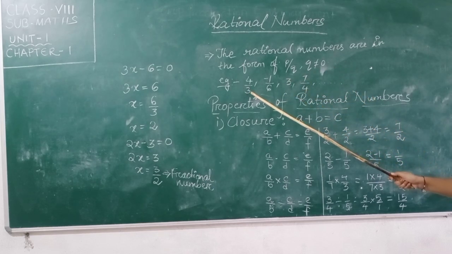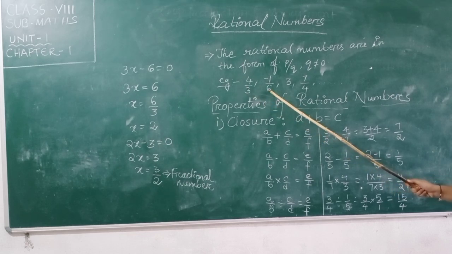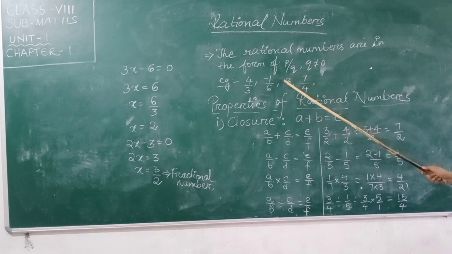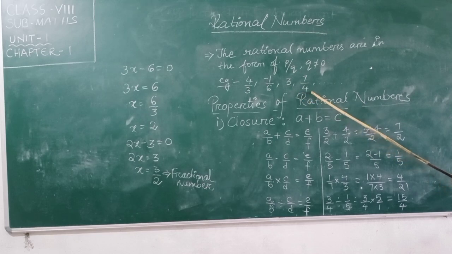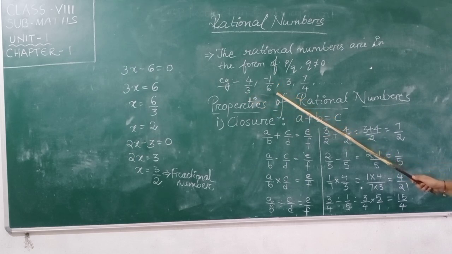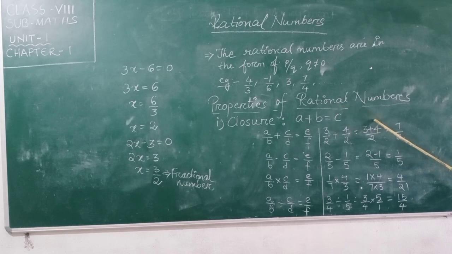Here 4 by 3 is a positive rational number. And here minus 1 by 6 is a negative rational number. Here 3 is a whole number, but how can we write it? We can write 3 again as 3 by 1. So any whole number also becomes a rational number. Next 7 by 4. Like that you can write many examples of rational numbers, either in positive or in negative form. Next we go to the topic, properties of rational numbers.